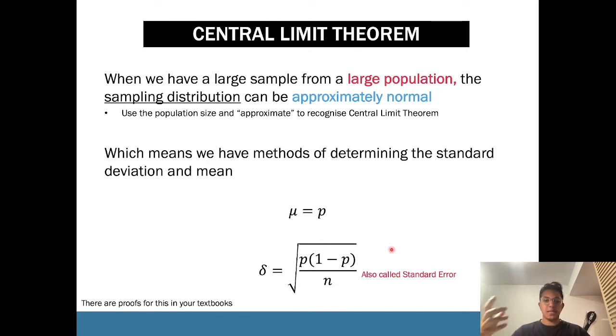We need methods of determining our standard deviation and mean. There are proofs in your textbooks, and I'm not going to go through the proofs here. A cool exercise might be to have a crack at the proofs yourself. I think our teacher made us do that when I was in Year 12. Okay, so your mean is just going to be equal to your probability. By the way, this is all from the binomial distribution, that's where this has been pulled from. This is known as the standard error as well. Sometimes you're going to be asked to calculate the standard error. That's just the same as the standard deviation, but for a sampling mean.